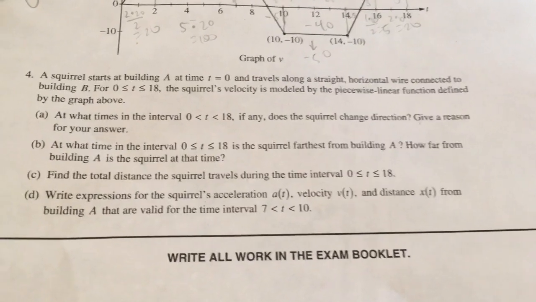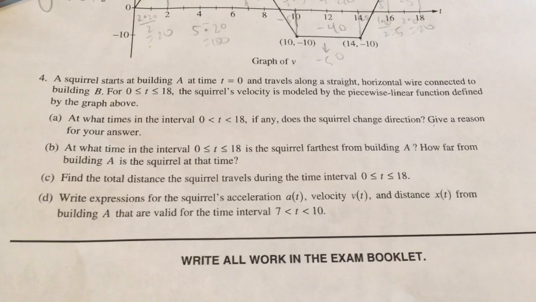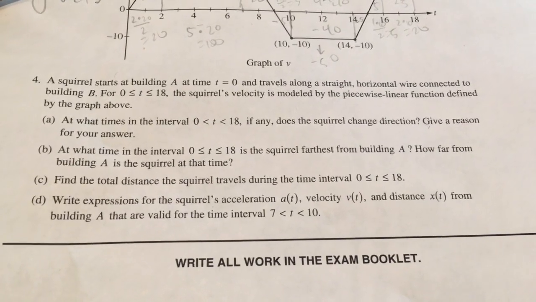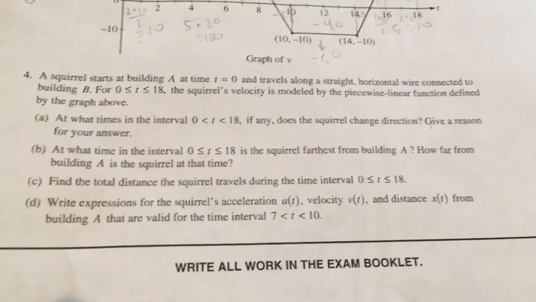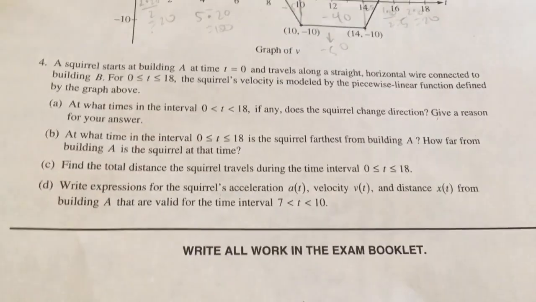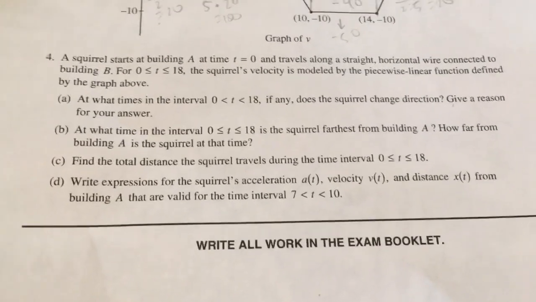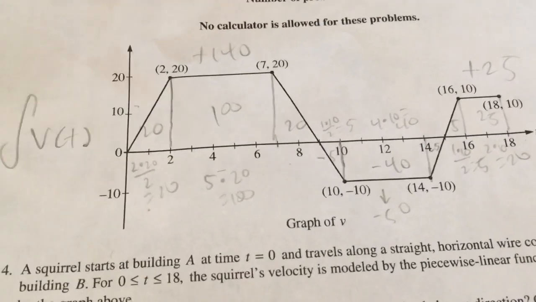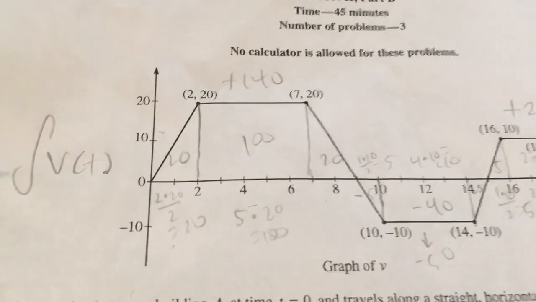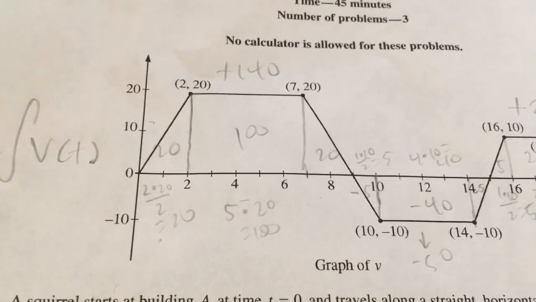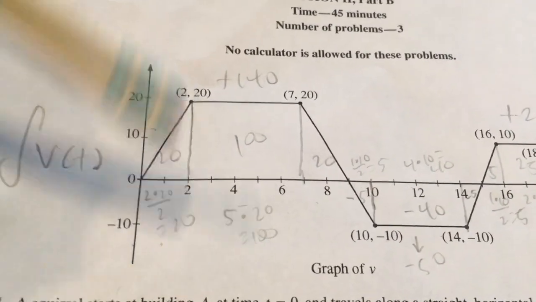And so for part B, it's asking at what time the squirrel is furthest from building A, and how far it is at that time. So for that, what you're going to have to do is figure out its displacement away from its start. And since you have a velocity graph, you can find the area of the curve to figure out the distance traveled. And so you just math it out with triangles or squares, as I've done here.